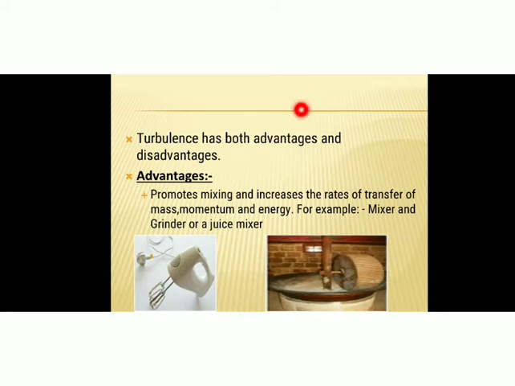Now, turbulence has both advantages and disadvantages. What are the advantages? See, turbulence promotes mixing and increases the rates of transfer of mass, momentum and energy. You can see this beater and this device we use in the mill. It is used to grind the powders and all those things. These instruments make use of the turbulent motion of the blades. Example, mixer, grinder or a juice maker, etc.